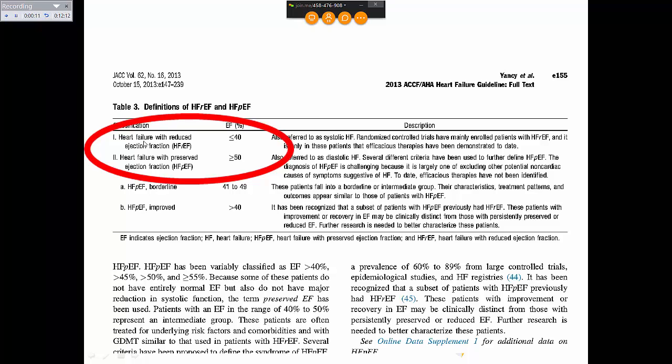You can see it's heart failure with reduced ejection fraction, which is the systolic heart failure, an EF of less than 40%. And then the ACC also says heart failure with preserved ejection fraction, an EF of greater than or equal to 50%, which is commonly referred to as diastolic heart failure. Now, why this is important is that some payers are trying to focus on using these definitions when you're writing your documentation in H&Ps.